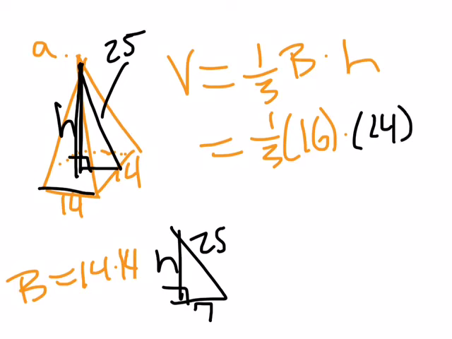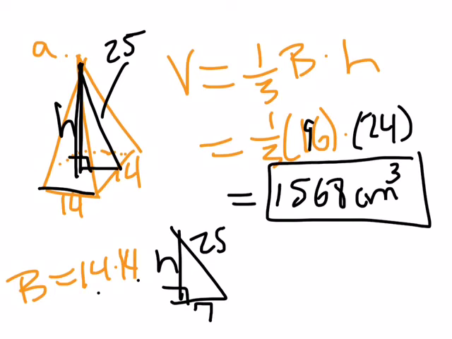Oh, sorry. I meant 196 here. My bad. So 24, if you do the Pythagorean theorem. It's also a Pythagorean triple. And sorry, 14 times 14, 196. I forgot the 9. So what is that? 1568 centimeters cubed. Okay, I'm going to jump right into the next one. Feel free to pause. B.